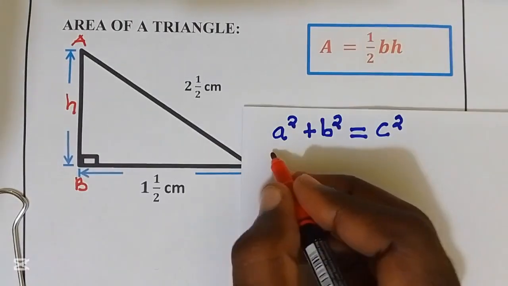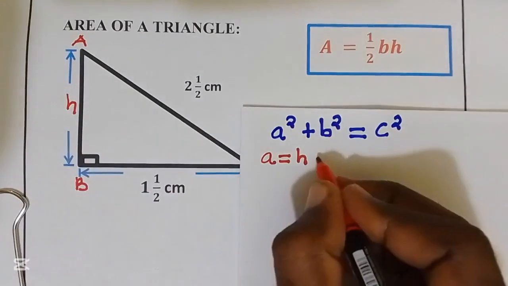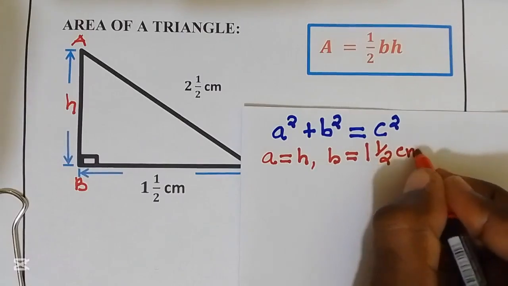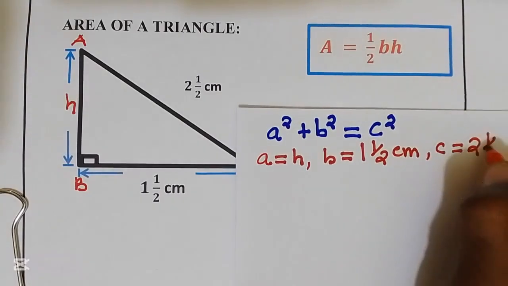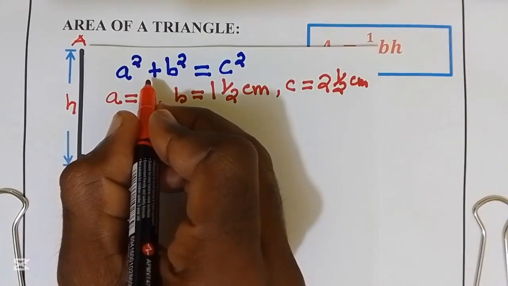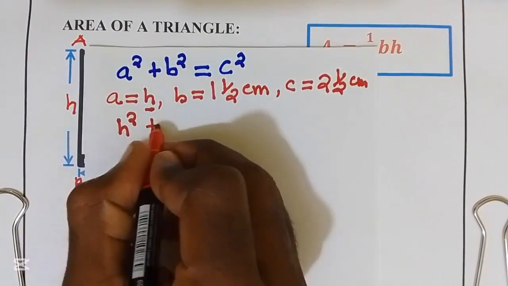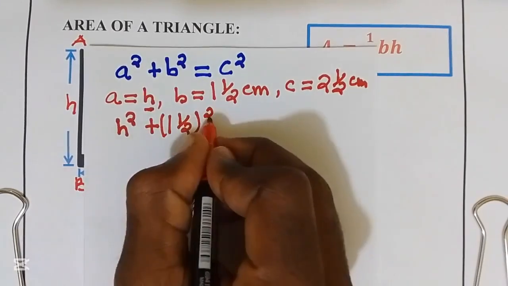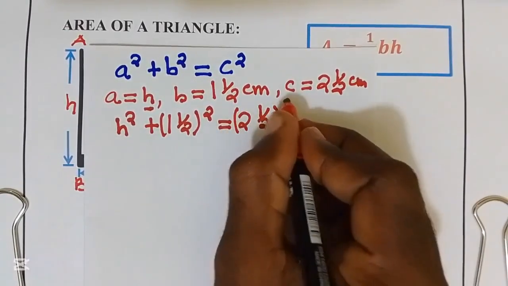For our given triangle, A is equal to H, which we are going to look for. B is equal to 1.5 centimeters, and C is equal to 2.5 centimeters. We are going to substitute this into Pythagoras theorem. That is, A is equal to H. Now H squared plus B, which is 1.5 squared, is equal to C, that is 2.5 squared.